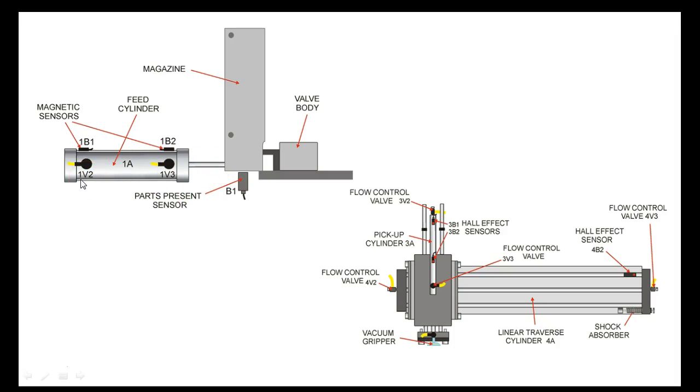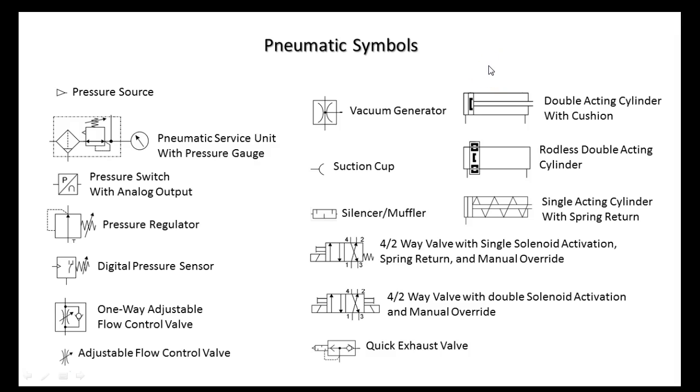1V2 is a valve that belongs to actuator number one. 1V3 is a valve that belongs to actuator number one, because there are more valves on it than what's shown here. Now, B1 doesn't belong to an actuator, so it doesn't have a number to start it with, right? You understand? It does not belong to an actuator. Here are these actuators over here. This guy right here, used to extend this guy down, is actuator number three, right? And then this cylinder right here would be actuator number four.